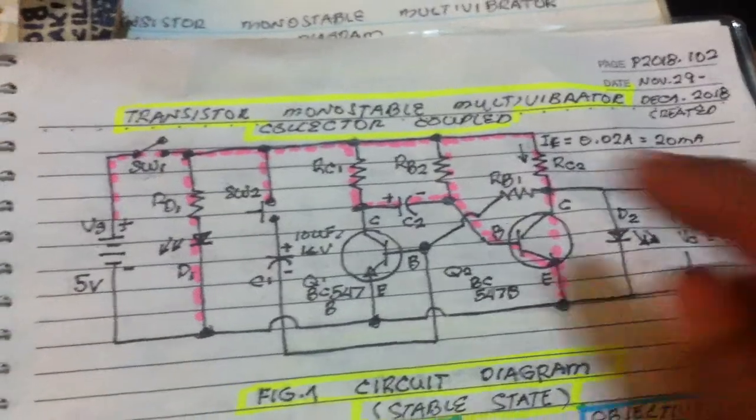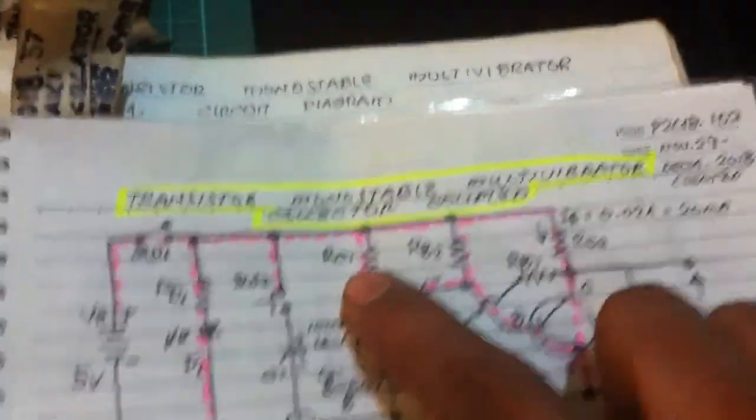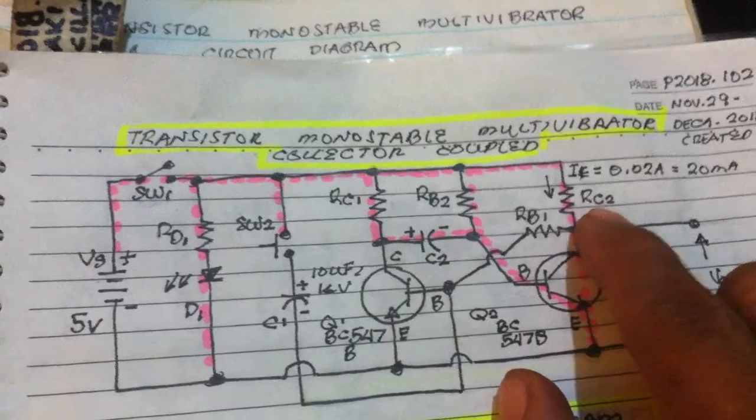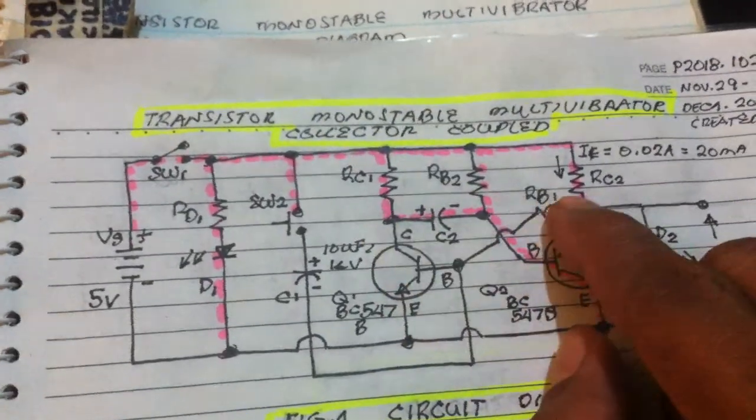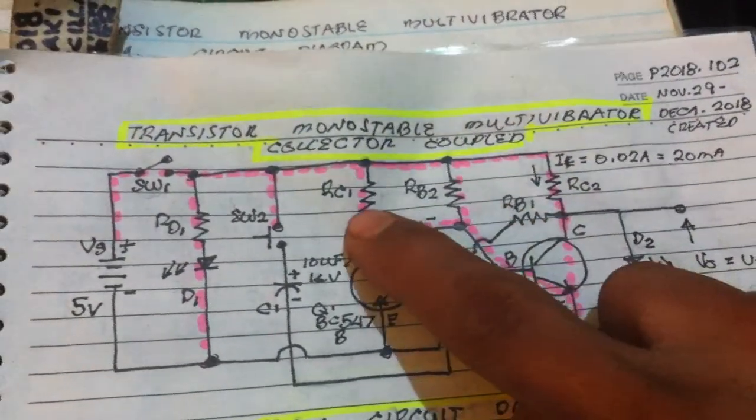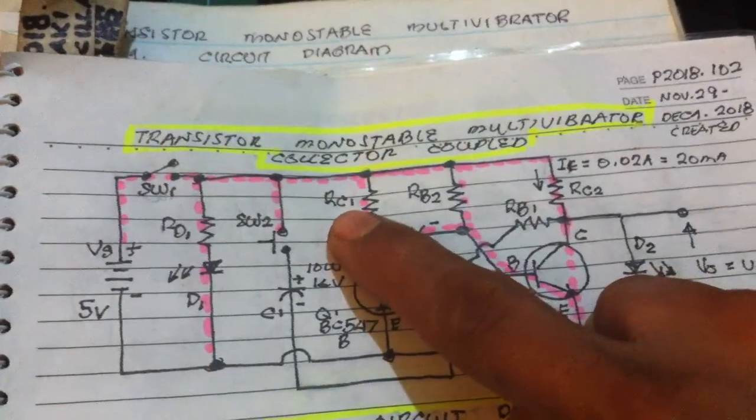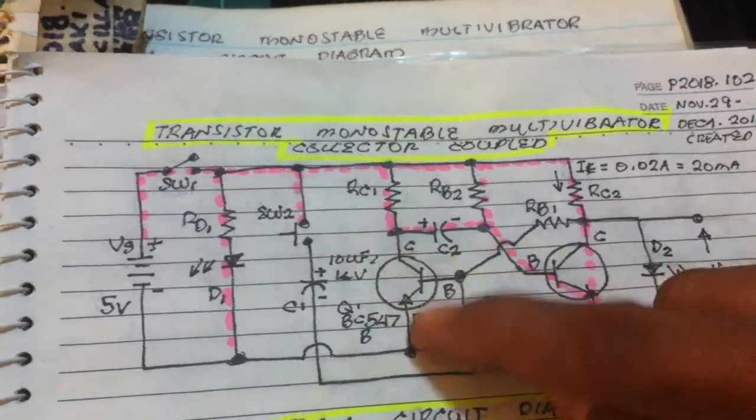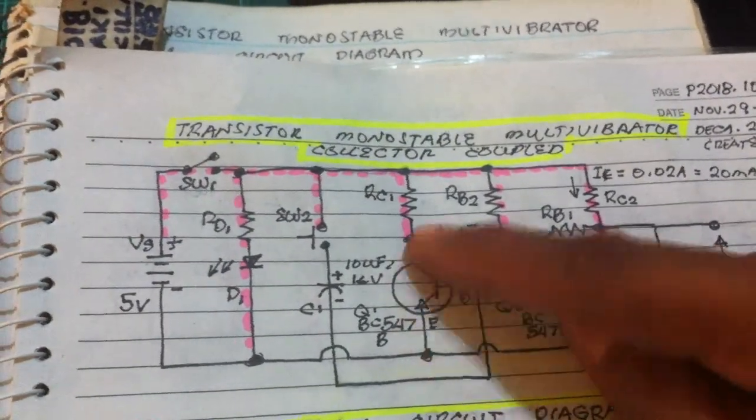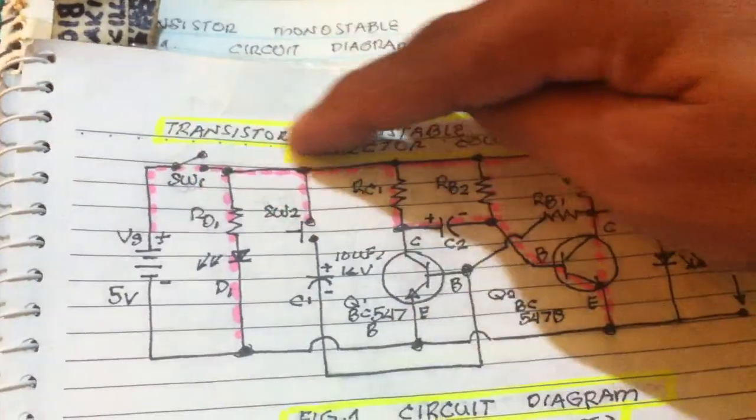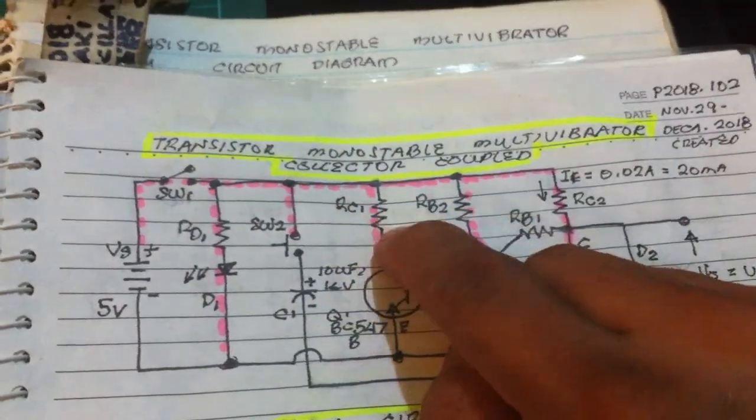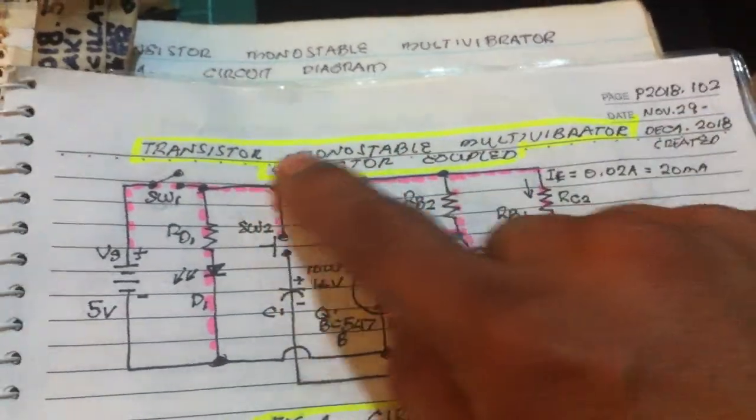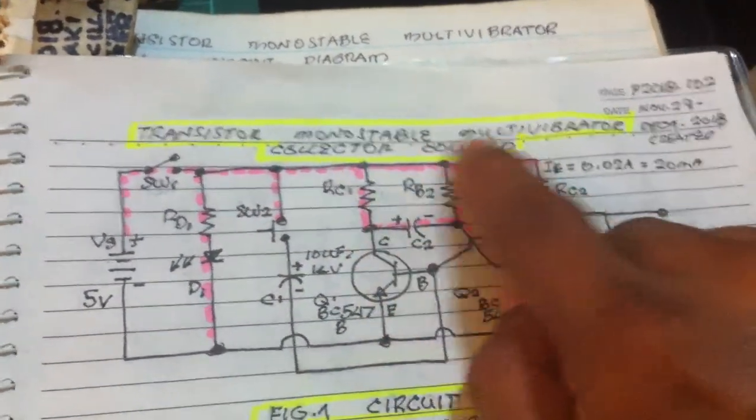Now, what is the value of the resistor here? The resistor here is also the same as the resistor here. Since we're designing a stable circuit, whatever the resistor here is equal to the resistor here. 240 is equal to 240. You can also calculate that during the saturation mode of transistor 1 here, using KVL. And the collector current here, or the required load current here, is also the same as here. We're designing a monostable circuit.